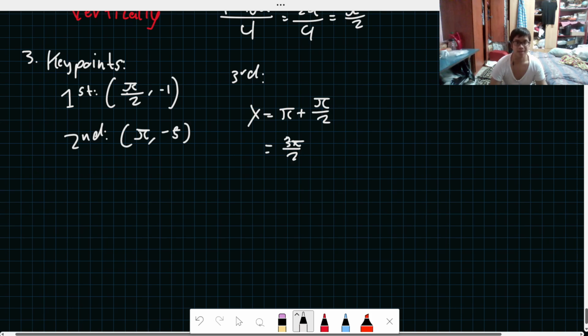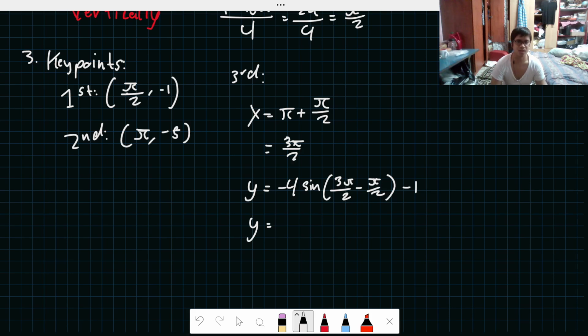Next, we're going to substitute it to your y. So we have negative 4 times sine of 3 pi all over 2 minus pi all over 2, minus 1. So 3 pi all over 2 minus pi all over 2 will give you, I think, pi.